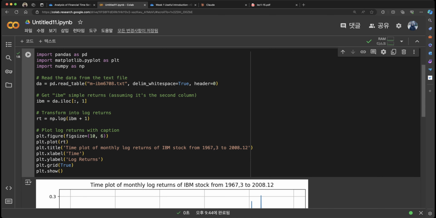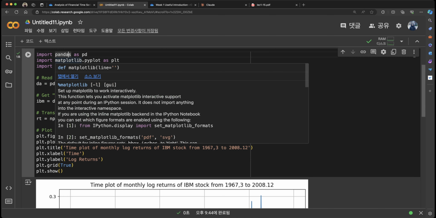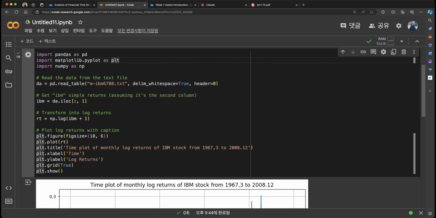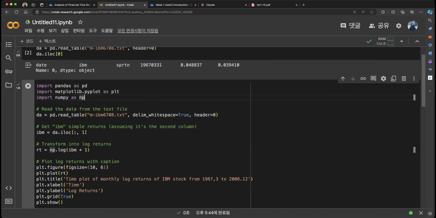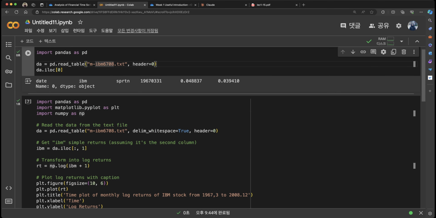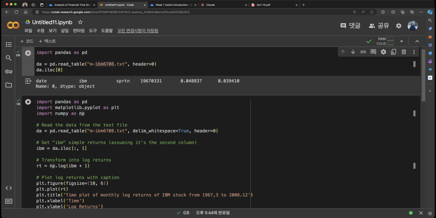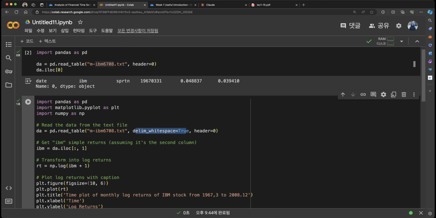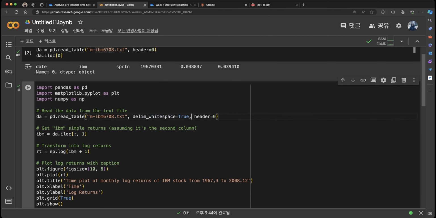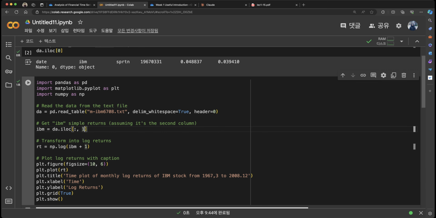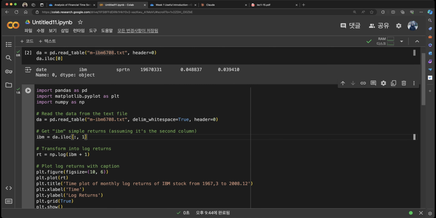Again, I import pandas, the matplotlib library for figures, and numpy. And here in the previous line there was an error. Instead of this one, we use the txt file. If we take a look at the txt file, it is delimited by white space, the setting is true, and the header is 0. So IBM is this one, and this one.